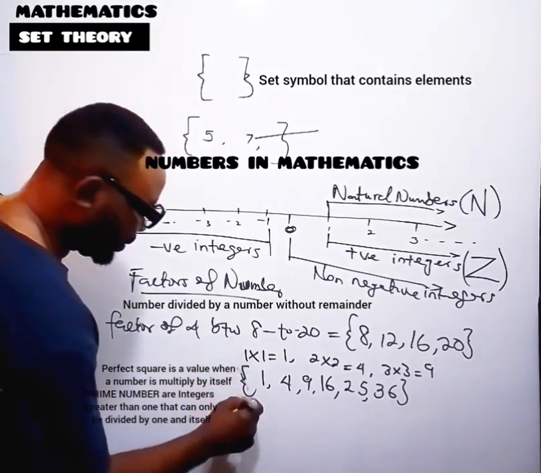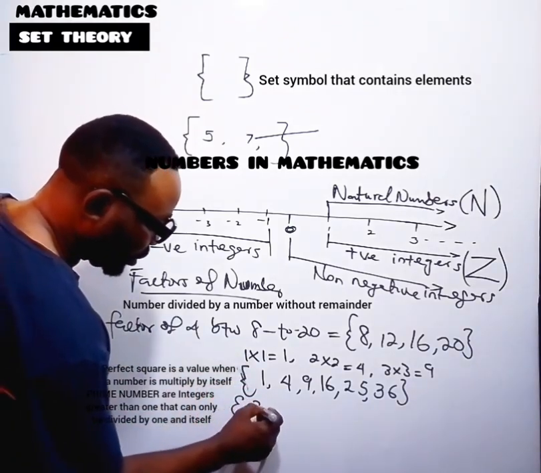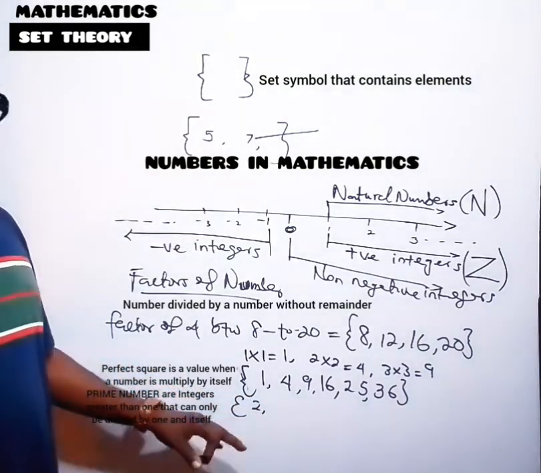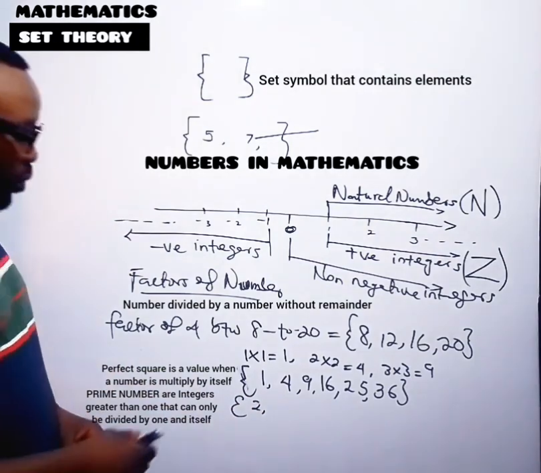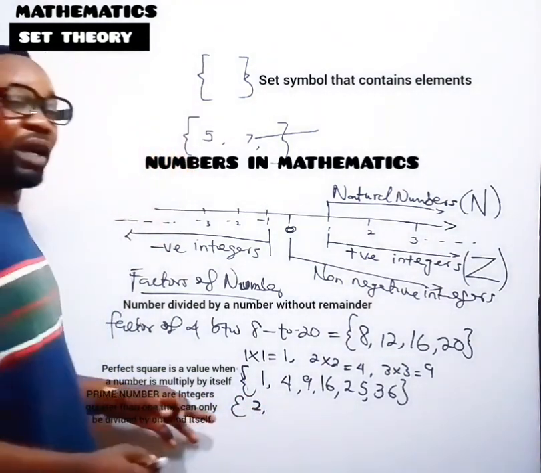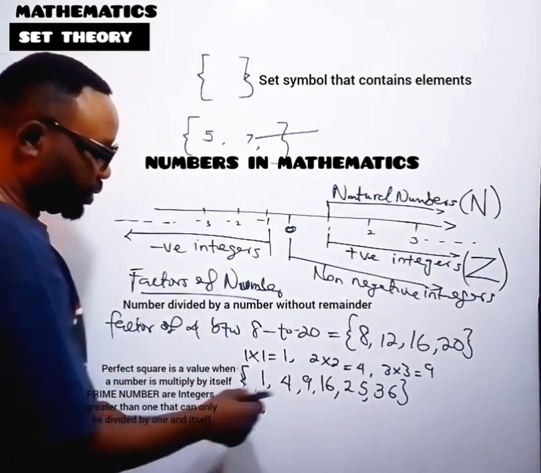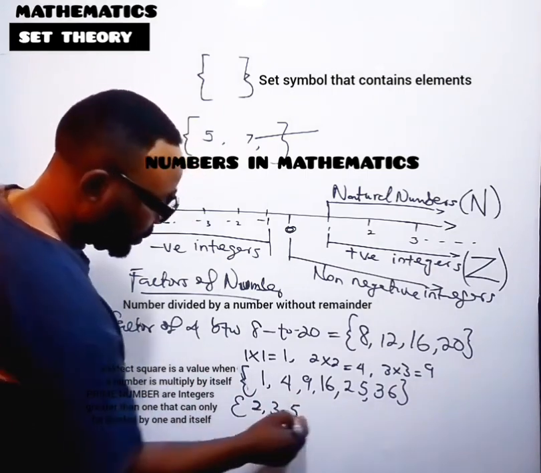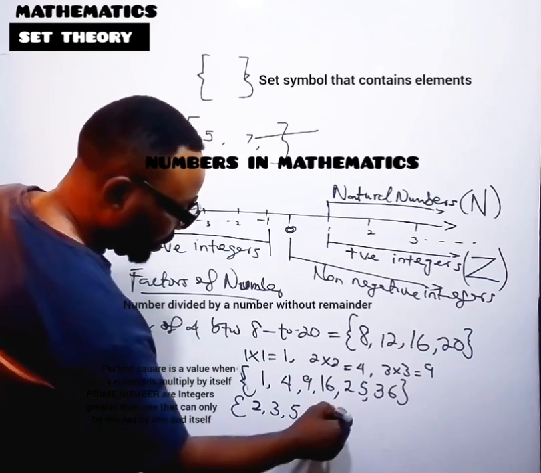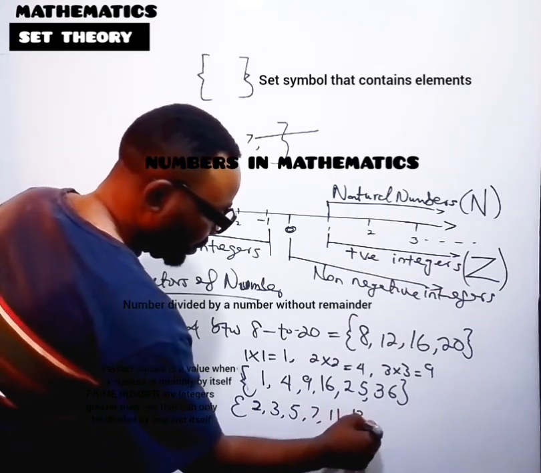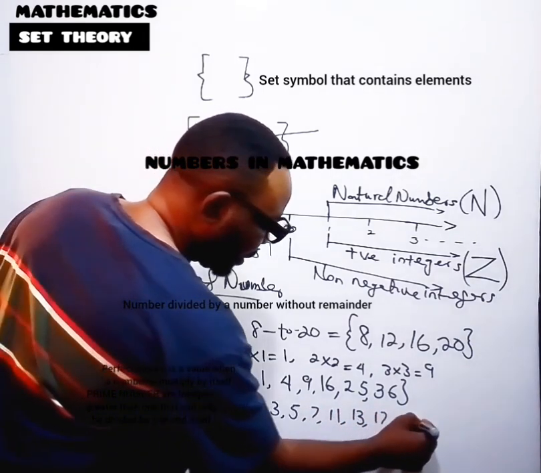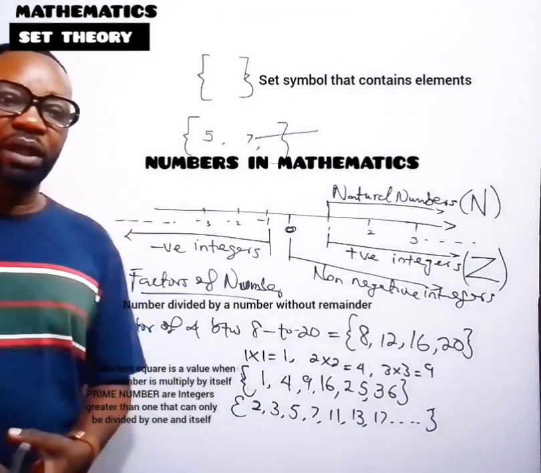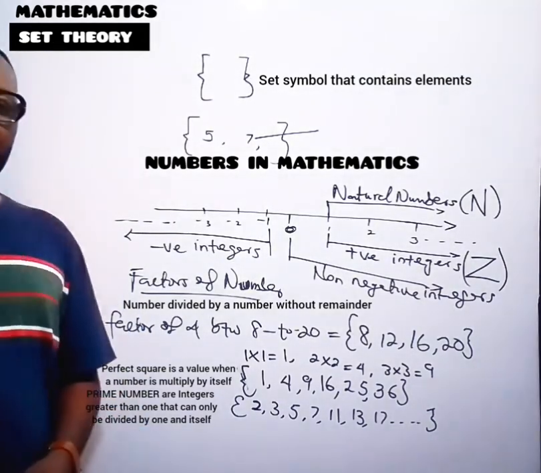Example of prime numbers now. Example of prime numbers, we have 2. Prime numbers start from 2. 2 divided by 1 is 2. 2 divided by 2 is 1. Then we have 3. We have 5. We have 7, 11, 13, 17, and so on and so forth. Those are very good examples of prime numbers.